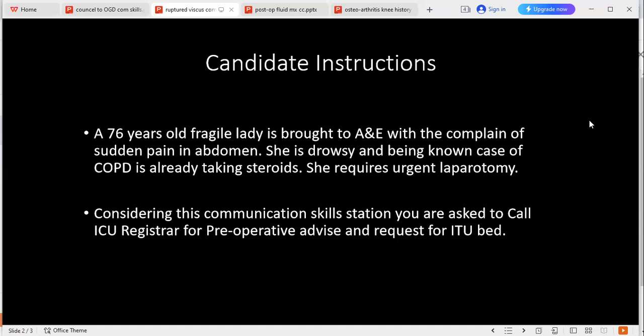All right. So why do you think it's a perforated viscus? Yeah, according to the history of the patient, she has sudden abdominal pain, and her examination shows hard, board-like rigidity of the abdomen, and the ultrasound shows free fluid. So we think this is most probably a perforated viscus. That's why we booked her for laparotomy. So what fluid resuscitation will you do in this patient?